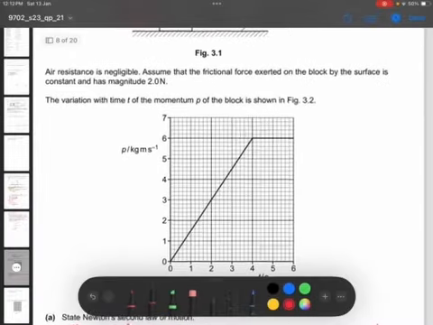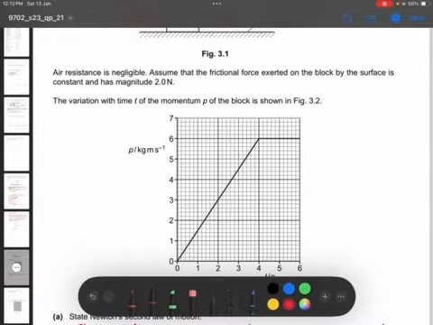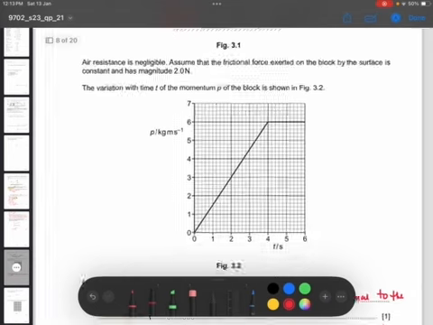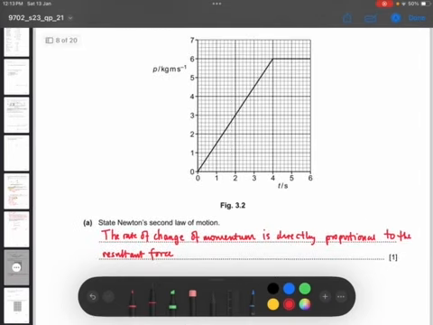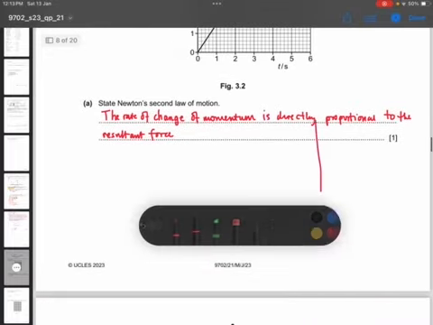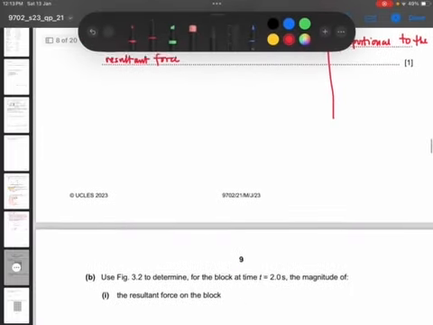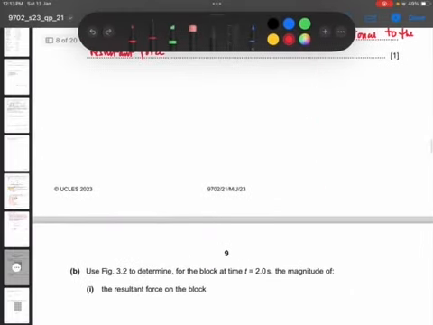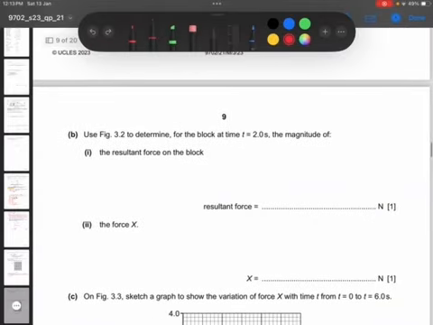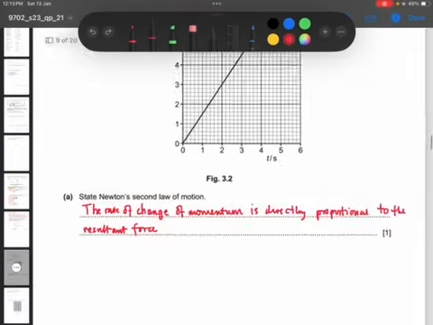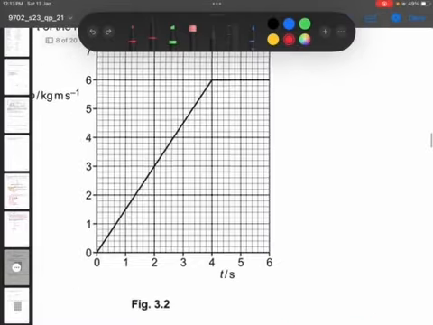It's safe to write it like that. So the variation with time t of the momentum p of the body of the block is shown. So we actually shown the graph of momentum against time, how momentum is changing with time. Okay, fine. So then we go further. Use figure 3.2 to determine for the block at time t is equal to 2 seconds the magnitude of the resultant force on the block. So imagine this. We have a graph here.